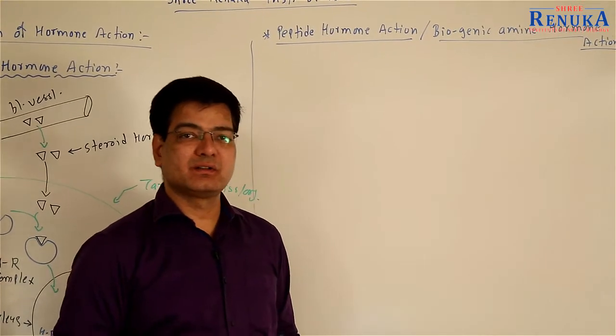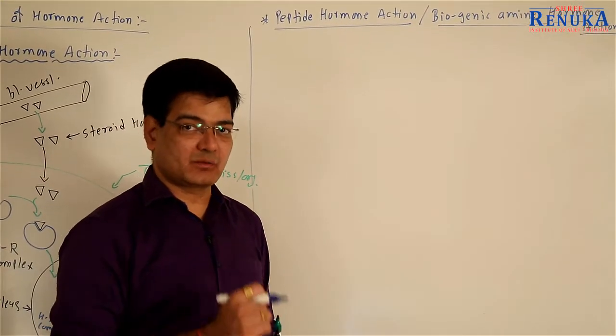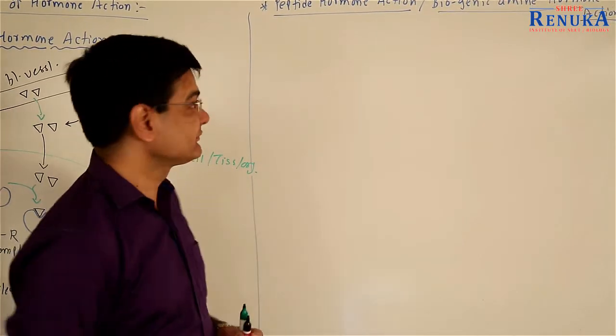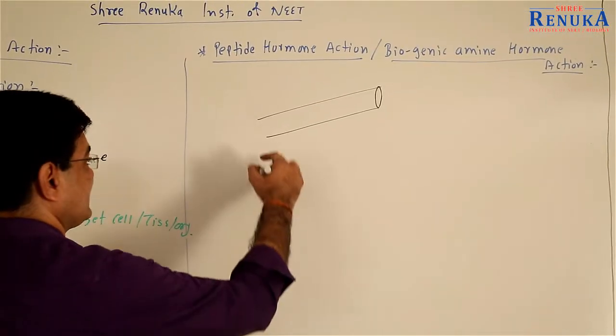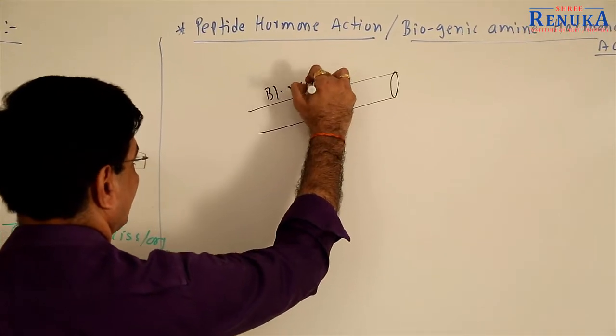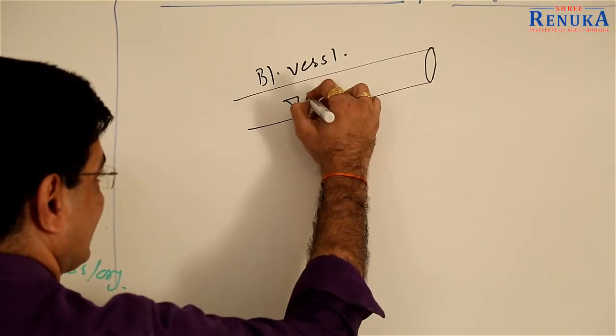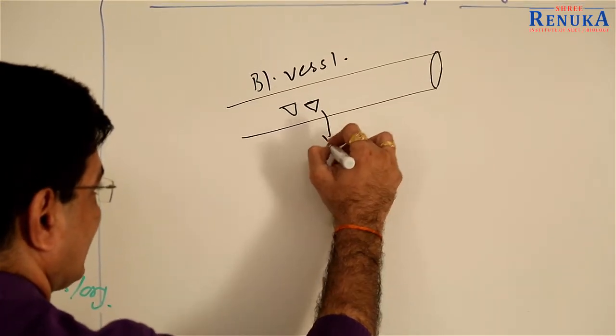Let us talk about mechanism of action of peptide hormone, and it is similar to that of biogenic amines as well. Again the same, hormones are transported by the blood through the blood vessels. Near the tissue cell surface, these hormones come outside.